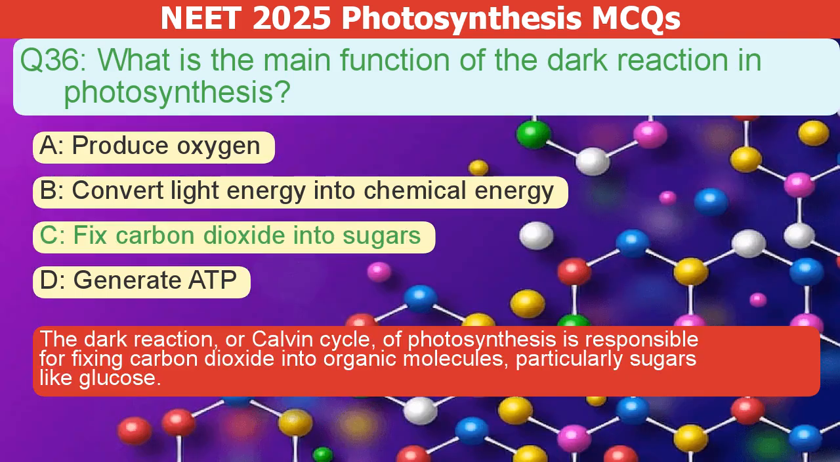The correct answer is C. The dark reaction, or Calvin cycle, of photosynthesis is responsible for fixing carbon dioxide into organic molecules, particularly sugars like glucose.